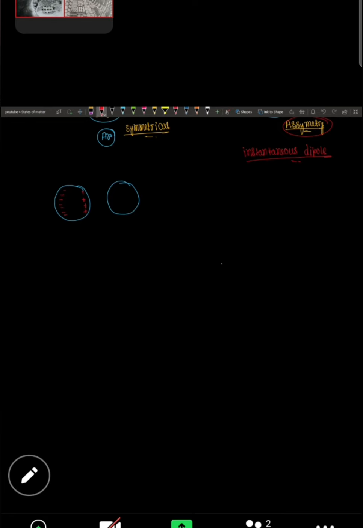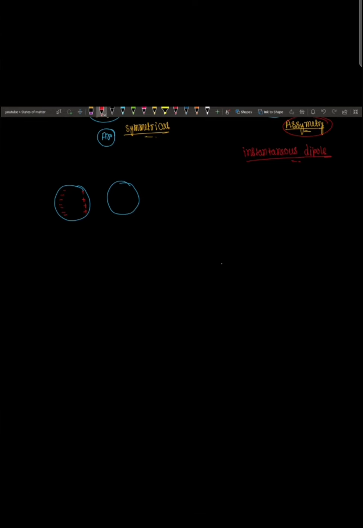Because the electrons are moving, and sometimes they're symmetrically arranged, but sometimes it may happen that, because of their movement, they are not equally arranged. So in one place, for one instance, the density of electrons is more than the other side. If that happens, then that is called an asymmetry, which is getting generated for an instant. That's why we call it instantaneous dipole.